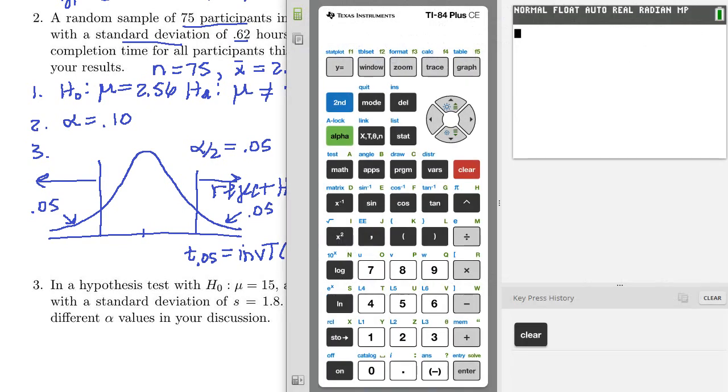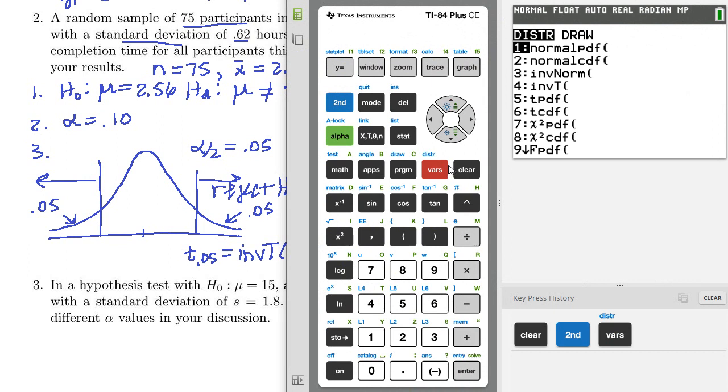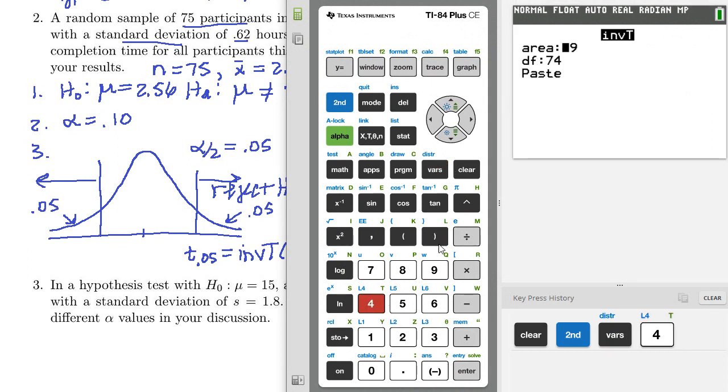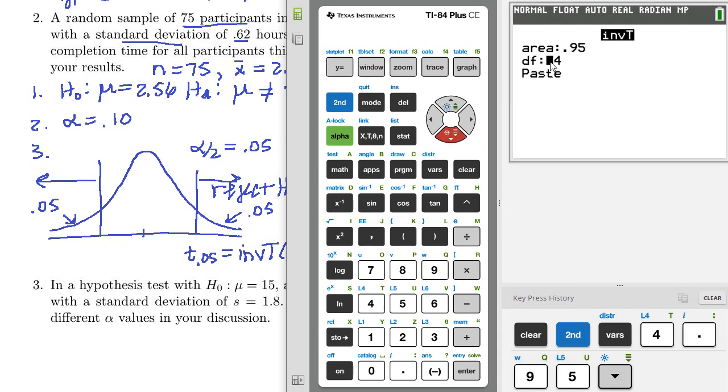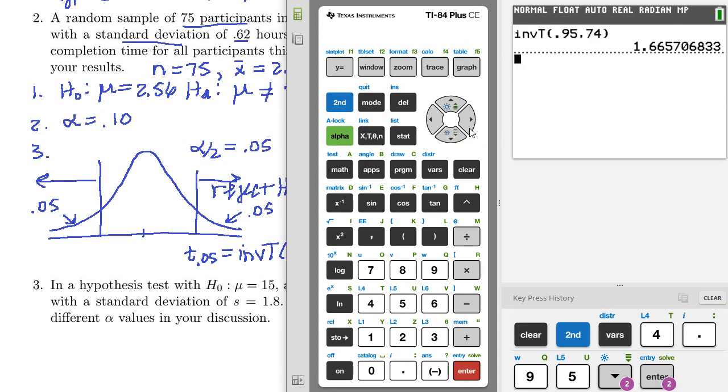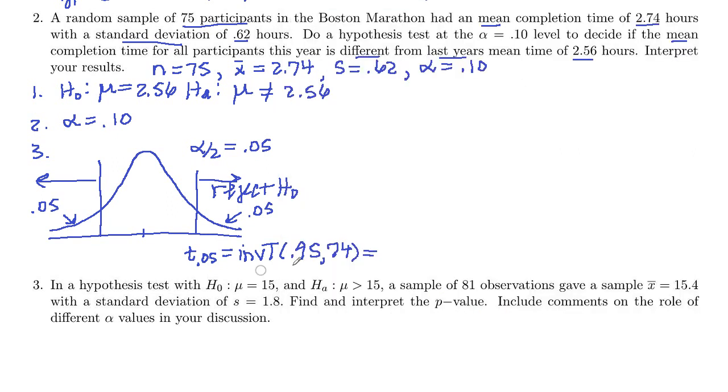And pull up the calculator. And so we'll go to the distribution menu, second variables. We want inverse t, which is number 4. Our area is 0.95. And degrees of freedom, 74. Already set there. 1.6657, so 1.67.